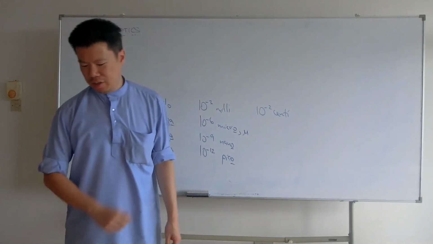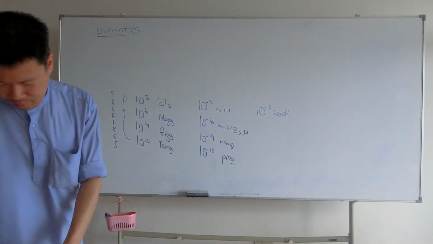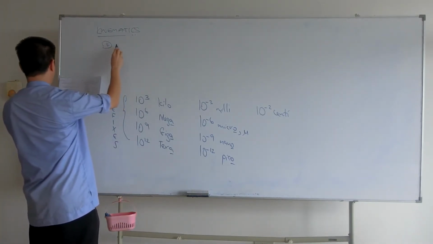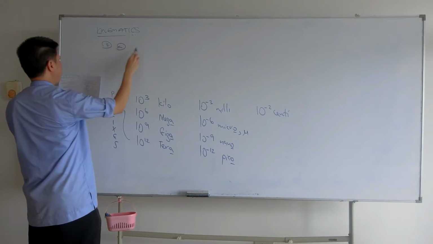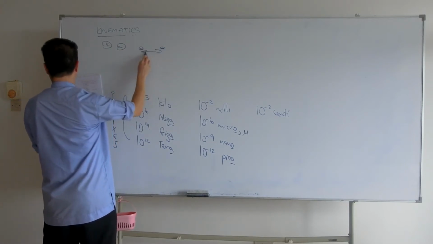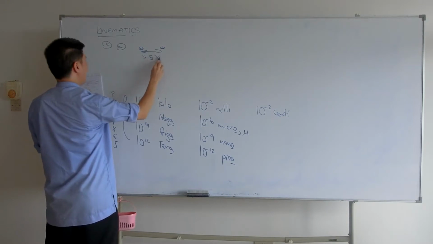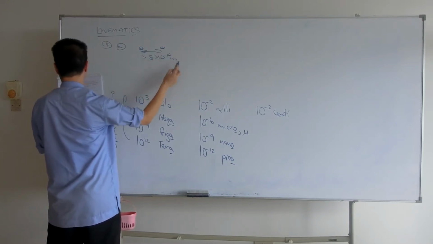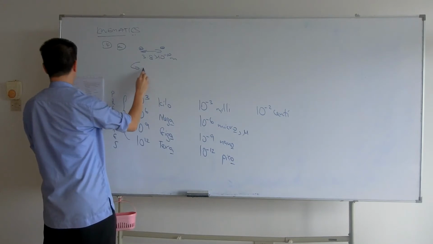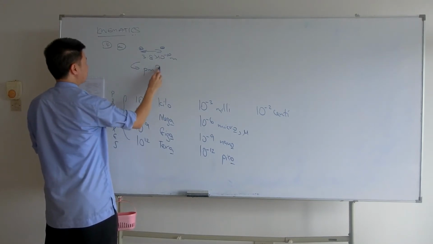This together is magical. Let's enter question 4. Question 4a. The spacing between two atoms is 3.8 times 10 to the minus 10 meters. Please state this in terms of picometers.